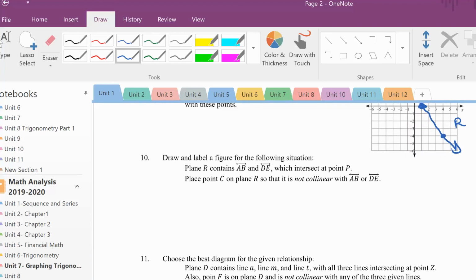So then next it says draw and label a figure for the following situations. Plane R contains A, B, and D, E, which intersect at point P. So here's plane R. We'll draw a flat surface. We'll call it plane R. Here's line AB.